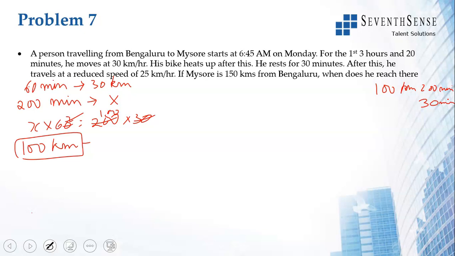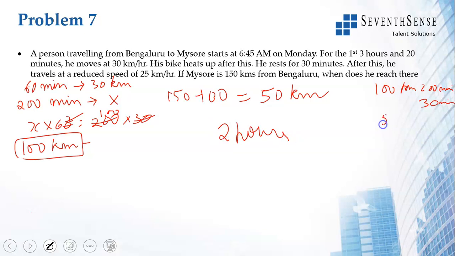Then he travels at a reduced speed of 25. Mysore is 150 kilometers from Bangalore. So he has covered 100 kilometers. Distance left is 100 subtracted from 150. So the distance left is 50 kilometers. 25 kilometers per hour is his reduced speed now because the bike is heated up. So to cover 50 kilometers, he takes 2 hours.